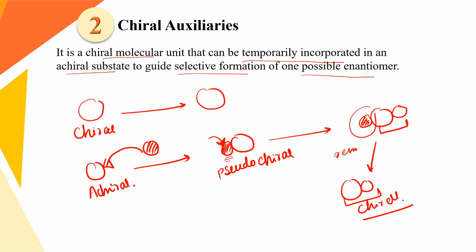That means in the chiral pool synthesis we began from a chiral molecule itself to get another chiral molecule. Here we began with an achiral molecule, we temporarily introduce chirality, we do the functional group transformation and get the product, and after that the temporary chirality can be removed to form our ultimate direct product.